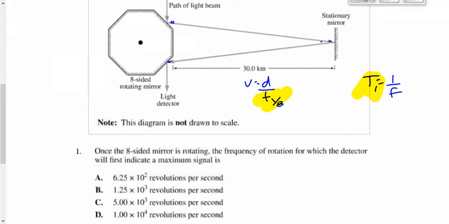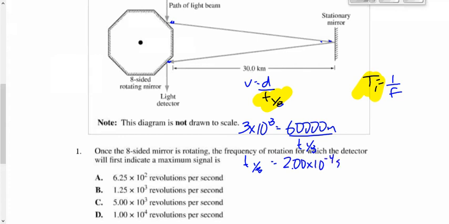Okay, let's start subbing numbers in. We know the speed of light. The accepted value is 3 times 10 to the 8 meters per second. We have to use that because we're looking for frequency. We need a speed, and that's the only speed we have, 3 times 10 to the 8. The distance here is 60,000 meters, or 60 kilometers, divided by the time for 1/8 of a rotation. 60,000 divided by 3 times 10 to the 8 is 2.00 times 10 to the negative 4 seconds. So we solve for little t. That's fine. It's not what I want, though.